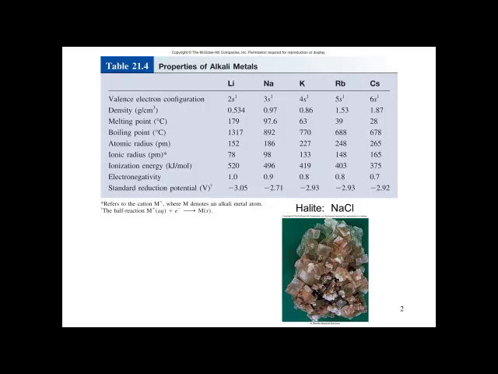Let's remember the alkali metals, which are group 1A in the periodic table. They all have one electron in the outermost orbital. Their ionization energies are relatively low, meaning that they are very reactive. Notice that cesium is more reactive than rubidium, or potassium, or sodium, or lithium.